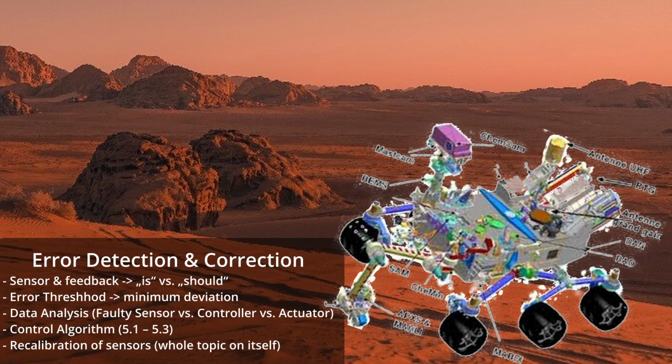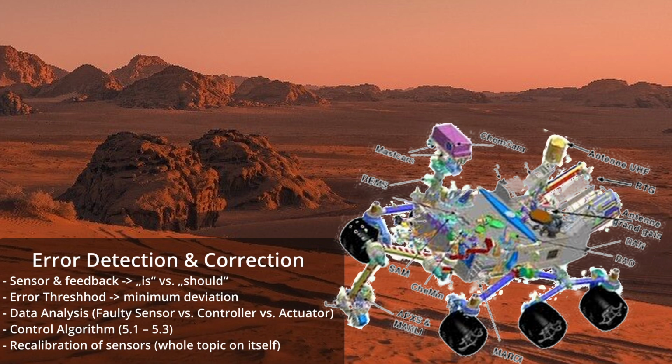And on the other side, what we can do too is data analysis. So we have to check if a faulty sensor exists, so the values we get from this one will be wrong forever, or if it's a problem in the controller where we can fix it software-wise, or is the actuator broken. So for example, if one of my wheels is broken, I will never be able to move as I should.